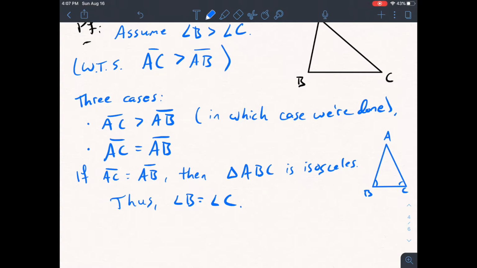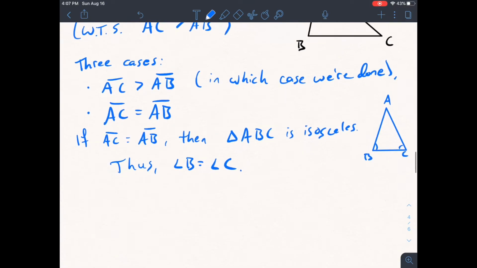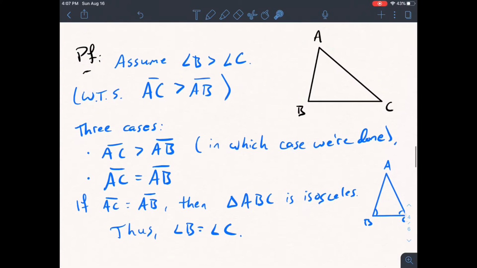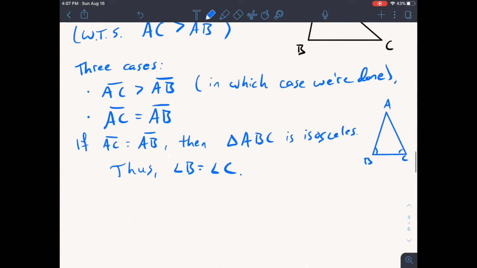And Euclid actually proves this fact earlier in that book. So this is a fact that he already proves before. That's why we're allowed to use this fact, because he went through and proved it already. Okay, so this is a contradiction though, because we already assumed that angle B is greater than angle C. Therefore they cannot be equal.